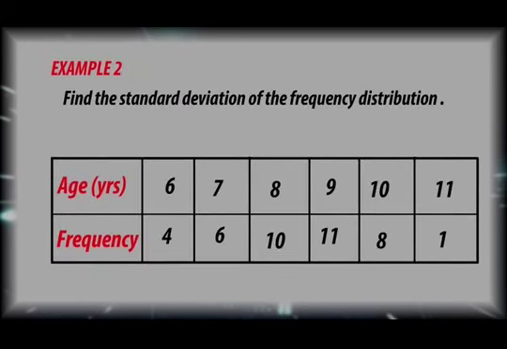Example 2 says, find the standard deviation of the frequency distribution given in the table. In our table, we have ages in years and we have the frequencies. We have the ages from 6 to 11, and we have the frequencies from 4 going down. I'm sure you can see them. Now, let's look at the solution.